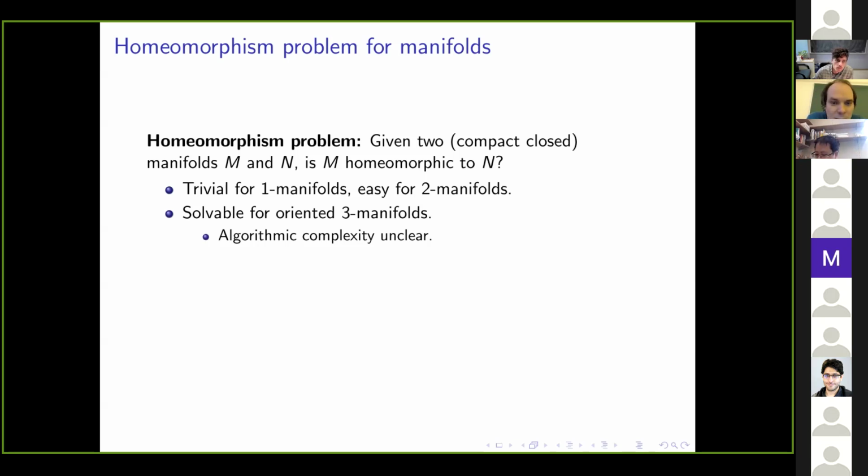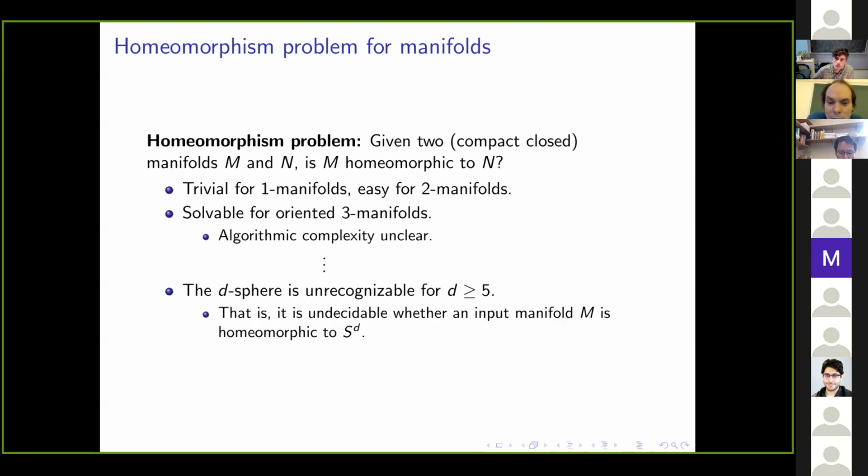Now let me skip the next natural case, which will actually be the main contents of the talk. But let me skip to dimensions 5 and more. And basically, in dimensions 5 and more, everything is lost. It's known that already the simplest possible manifold, say if I talk about closed manifolds, the sphere S^d, that it's undecidable whether some manifold on input is homeomorphic to the d-dimensional sphere. And this is the case for d at least 5.